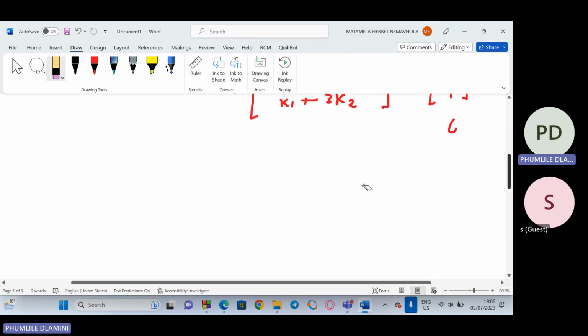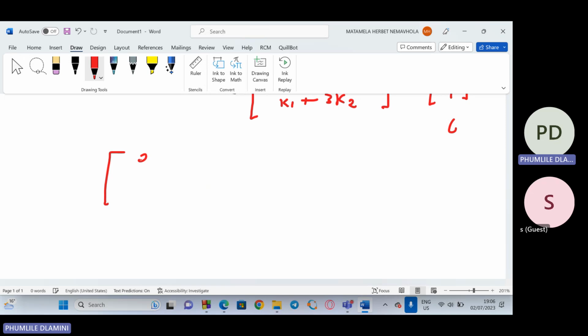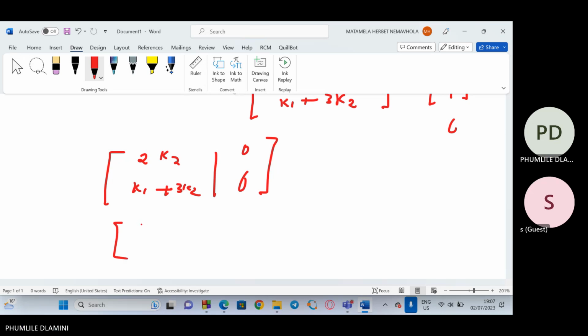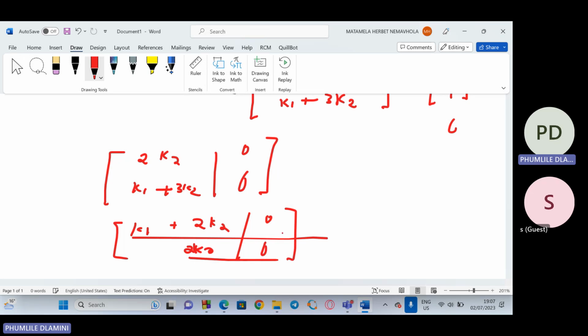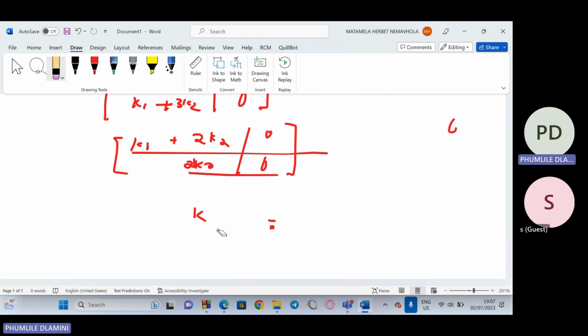What we are going to do, we are going to say we have the equation 2k2 into k1 plus k3, 3k2, which we can make to be 0, 0. Then when we make it 0, 0, you can see that we can rewrite this equation as k1 plus 2k2 and k2 to be 0, 0. When it's in this form, the bottom one gives 0, so we're going to use only the one on top.